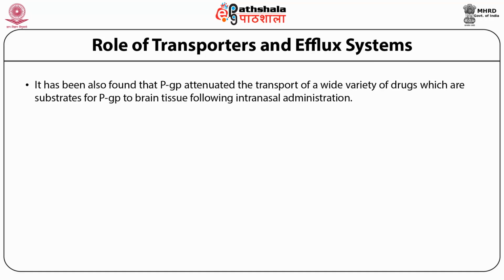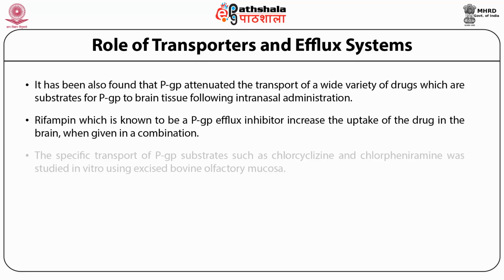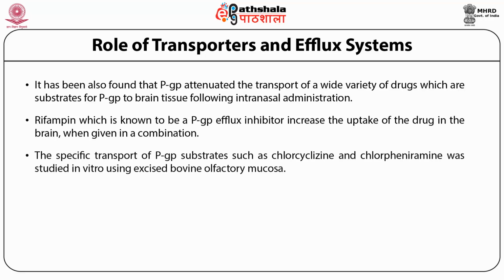It has also been found that PGP attenuated the transport of a wide variety of drugs which were substrates for PGP to brain tissue following intranasal administration. Rifampin, which is known to be a PGP efflux inhibitor, increases the uptake of the drug in the brain when given in combination. The specific transport of PGP substrates such as chlorcyclizine and chlorpheniramine was studied in vitro using excised bovine olfactory mucosa.